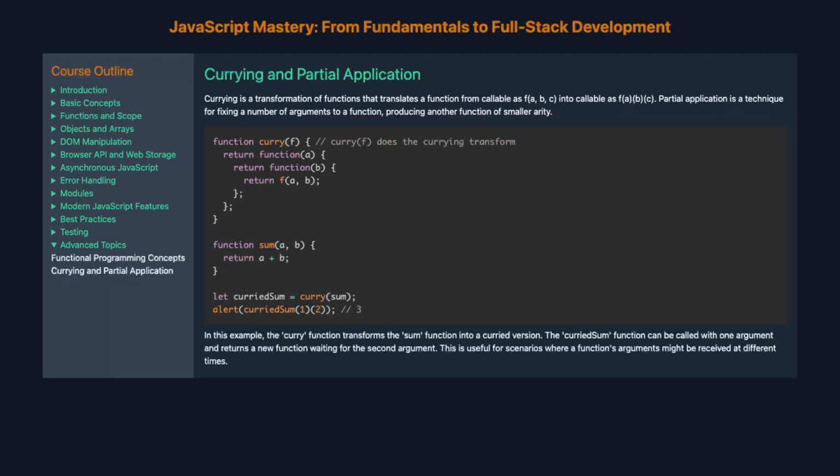Currying and partial application. Currying is a transformation of functions that translates a function from callable as f(a, b, c) into callable as f(a)(b)(c). Partial application is a technique for fixing a number of arguments to a function, producing another function of smaller arity. In this example, the curry function transforms the sum function into a curried version. The curried sum function can be called with one argument and returns a new function waiting for the second argument. This is useful for scenarios where a function's arguments might be received at different times.